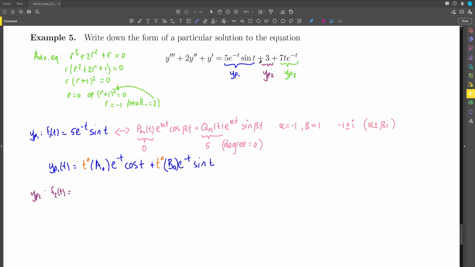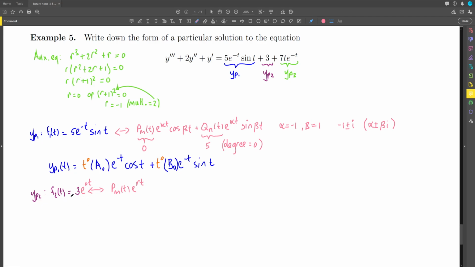The function that we have to look at is the constant function 3. So what do we have to compare that with? Our general form of the equation on the right-hand side. The general form looks as follows: Pm of t times e to the power rt. So when we compare that, we don't see an e to the power t here. So we can actually think of this as e to the power 0t.